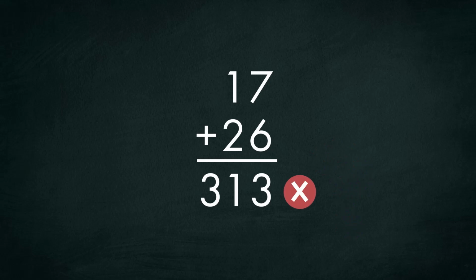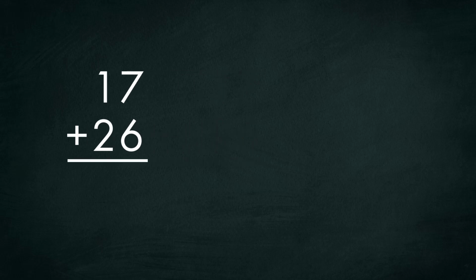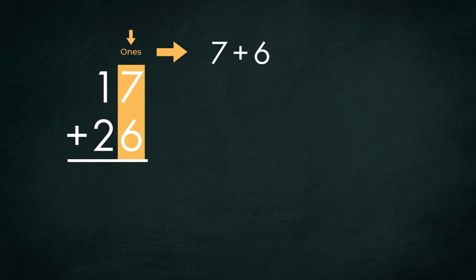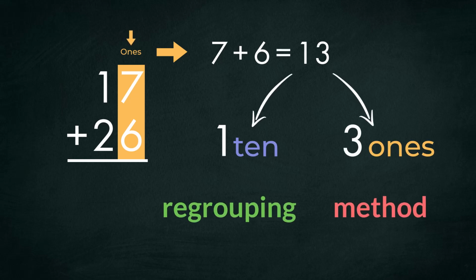Okay. Let's learn the correct way to solve multi-digit number additions like this one. After aligning these numbers, let's add them up column by column, starting with the ones. We have 7 ones plus 6 ones equals 13 ones. But don't put 13 down at the answer spot just yet. We can actually regroup 13 ones into 1 ten and 3 ones. This is what we call the regrouping method.